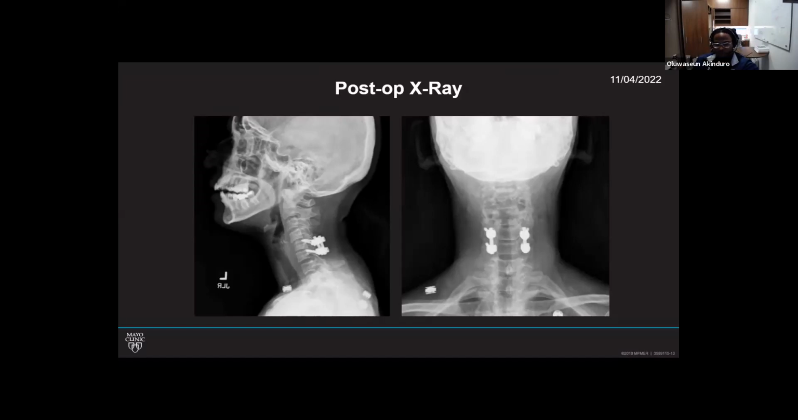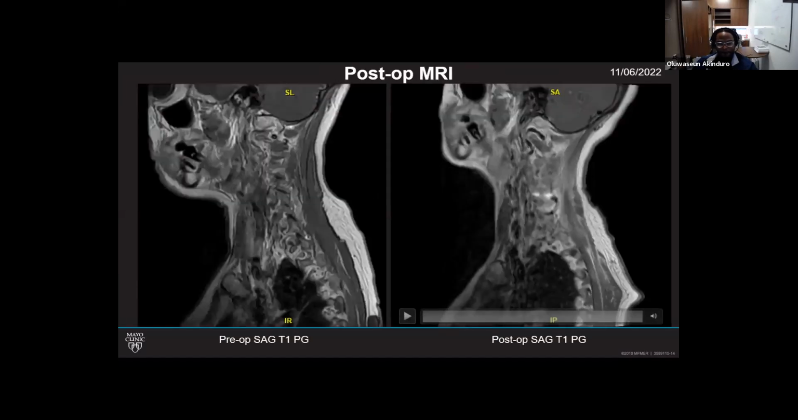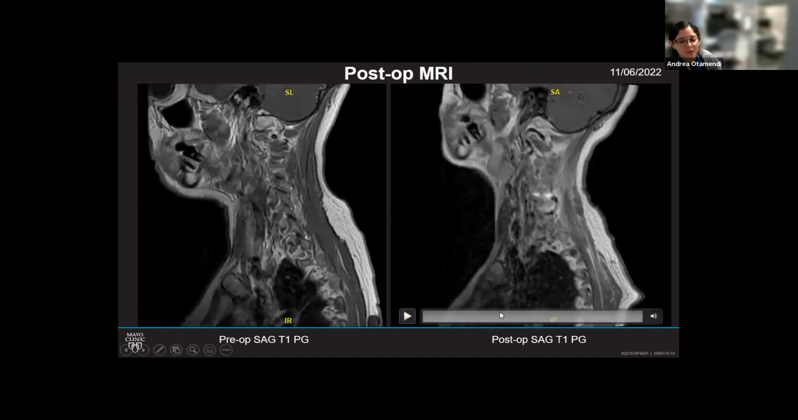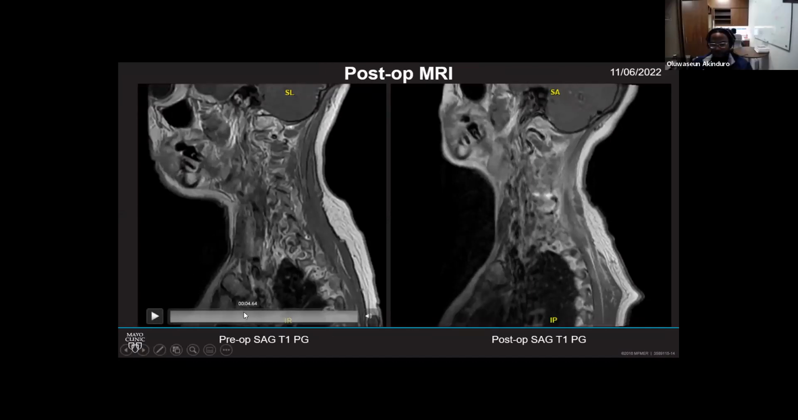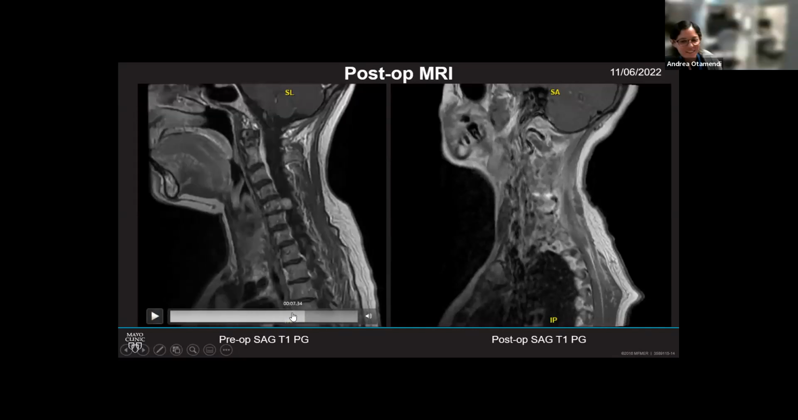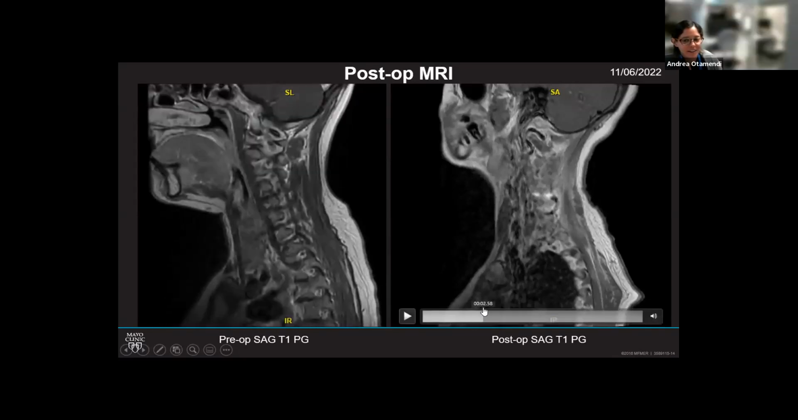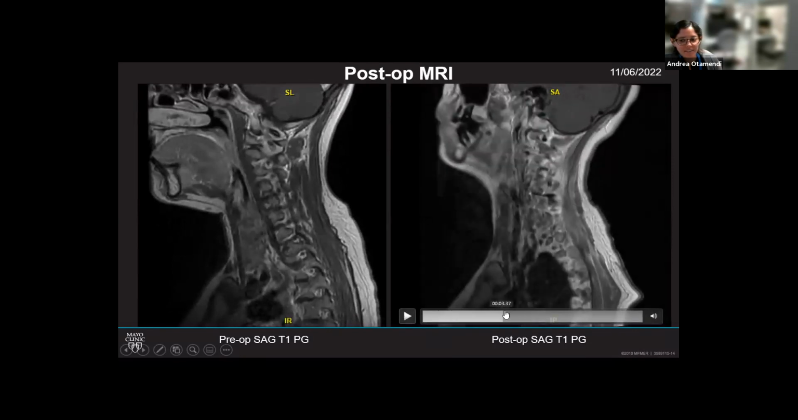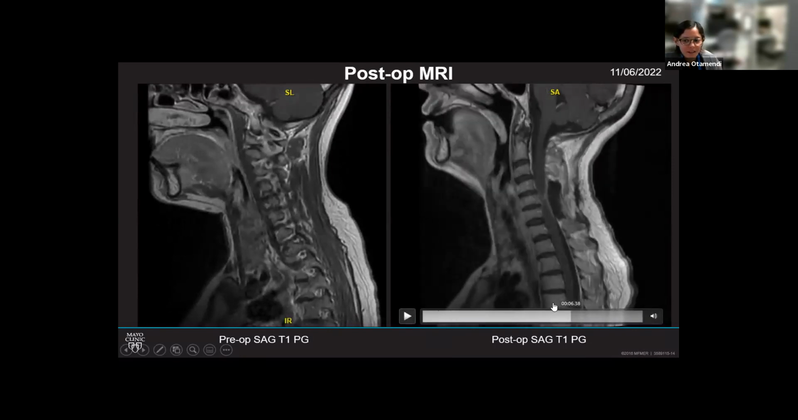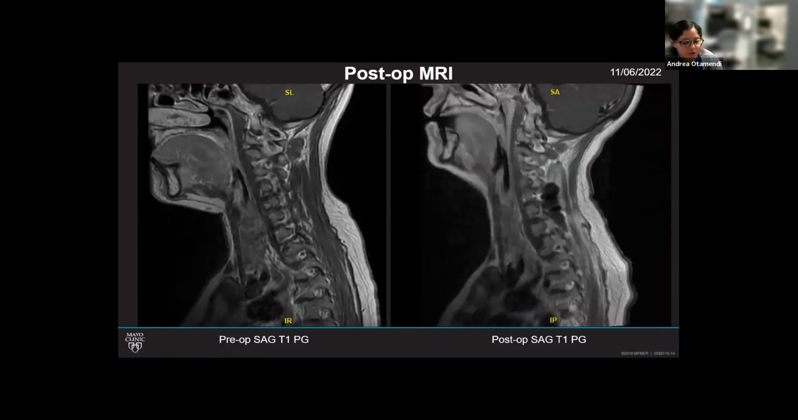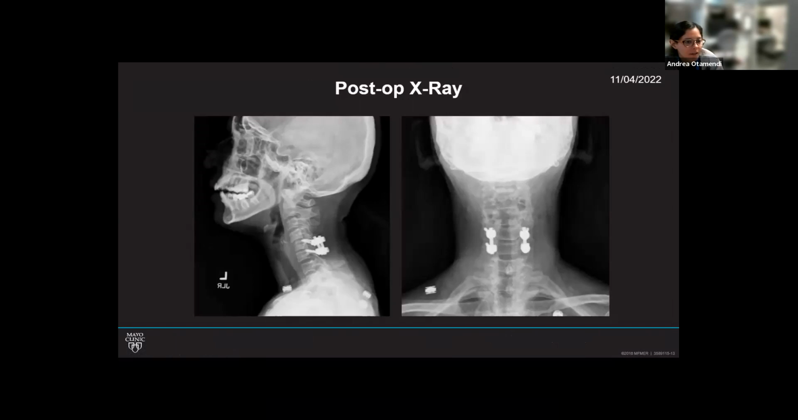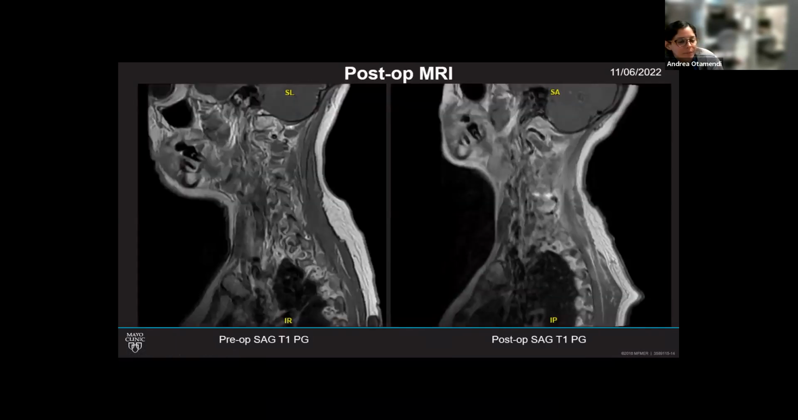All right, I don't know if we have any other comments from anyone else about this case or any of the other ones. Yeah, here I just want to show that it was a gross resection. That's right. Continue. Sorry, we have more. Here's the pre-op, and this is the post-op. And this is the X-ray of the posterior instrumented fusion.